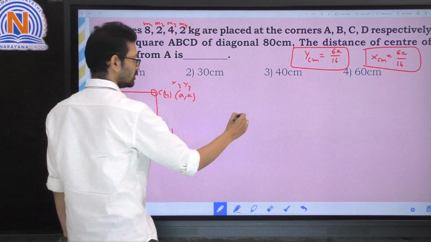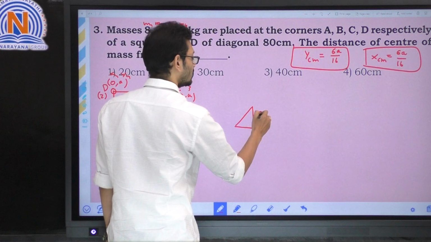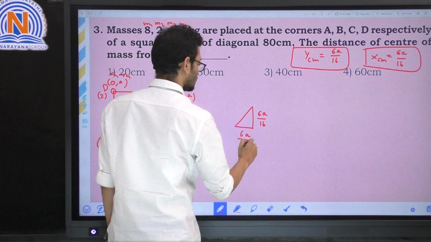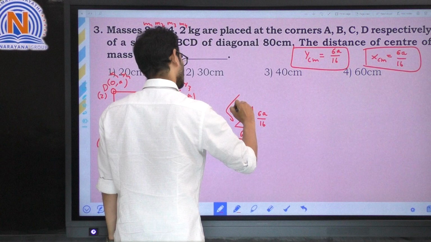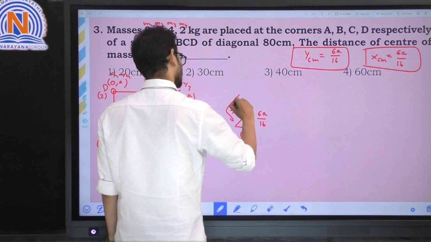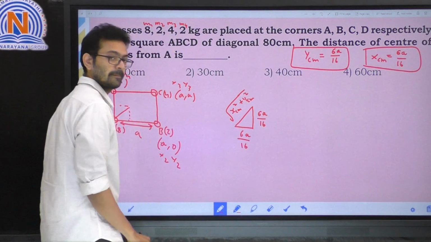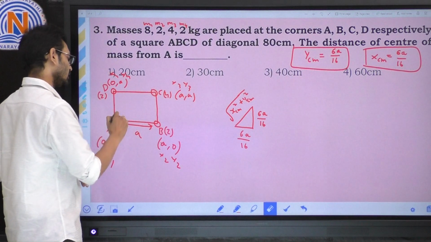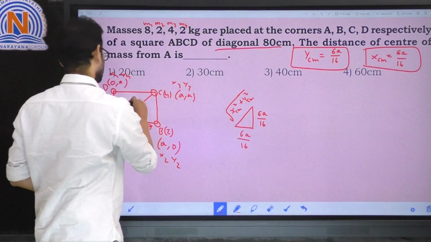6A by 16. That means if you consider it like this, it is going to be like a triangle, and this is 6A by 16 and this is 6A by 16. Now if I want this side, I will have 6A by 16, which is X center of mass square plus Y center of mass square. Before going to that, they gave you the diagonal is equal to 80. That one we have to use. Diagonal they gave it as 80 centimeters.